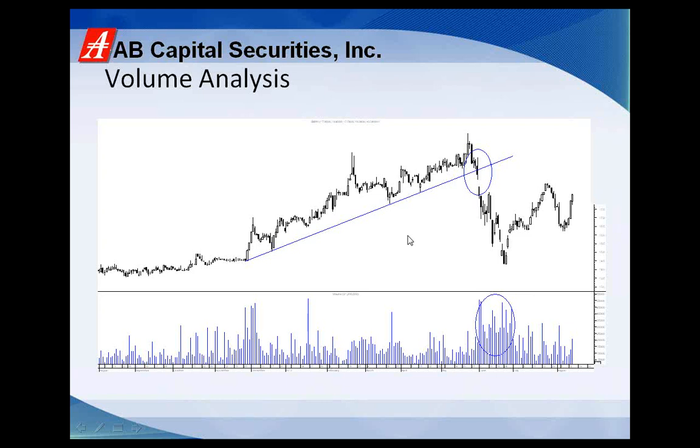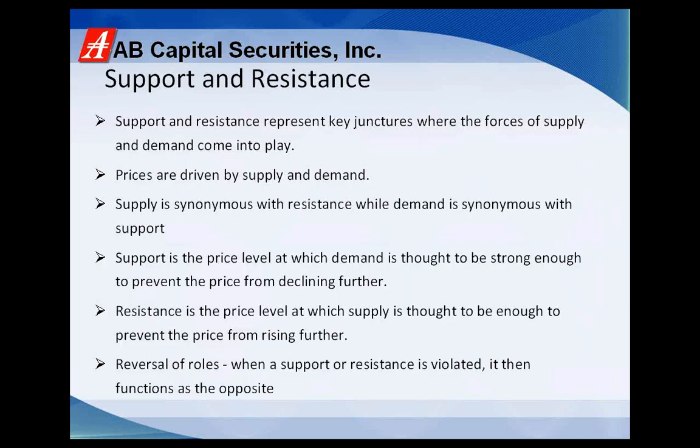Now, being able to identify support and resistance levels is also very important, given that you know the trend. You have the ability to identify the primary and secondary trends, so you have to identify key support levels where you can come in, or resistance levels where you can take profits. Now, support and resistance levels are basically driven by supply and demand. Supply is synonymous with resistance, while demand for stocks is synonymous with support.